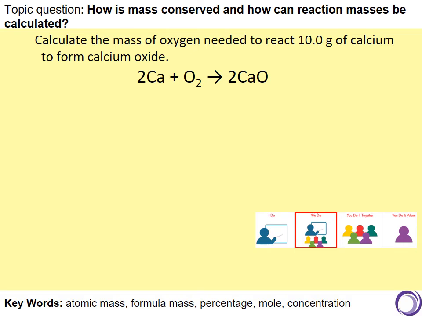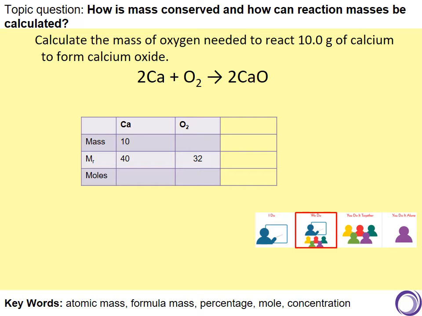So the mass of oxygen needed to react with 10 grams of calcium to form calcium oxide. Well, again, we draw our table and we take the information that we already know from the question. So we knew there was 10 grams of calcium. We know that the formula mass for calcium is 40. Remembering I've not multiplied that by 2, that comes in later. And then the formula mass for oxygen, O2, is 32.